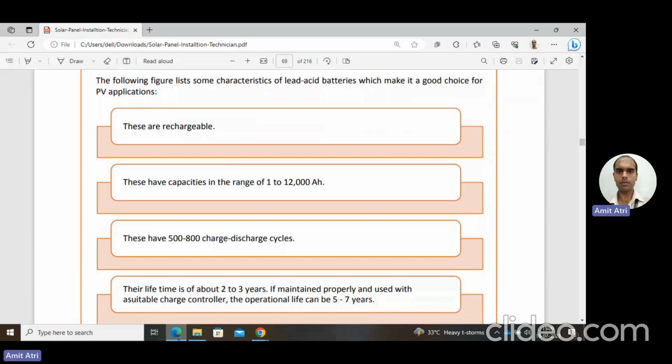That's why I said that the batteries have the minimum lifespan compared with other components in the PV system. The panels have a lifespan of up to 20 to 25 years.